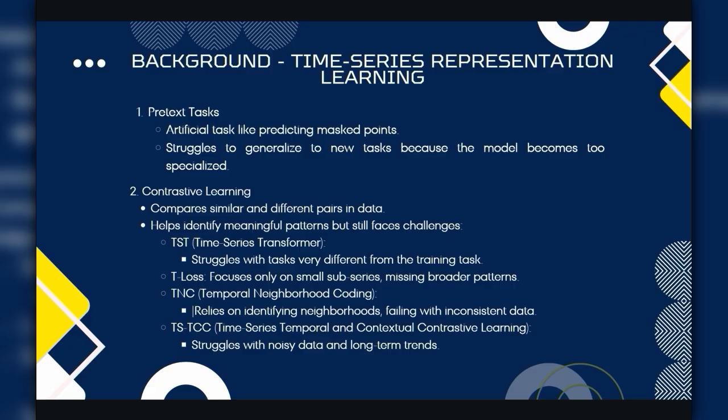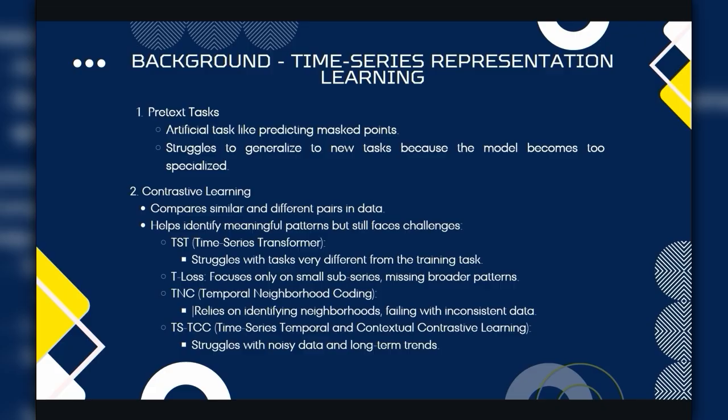This happens because the model may focus too much on the specific pattern it learned during the artificial task. For example, if the model was trained to predict the missing data points in short sequences, it might fail to perform well when asked to analyze longer trends or identify anomalies. Essentially, the model becomes too specialized for one task and lacks the flexibility needed to adapt to different problems.